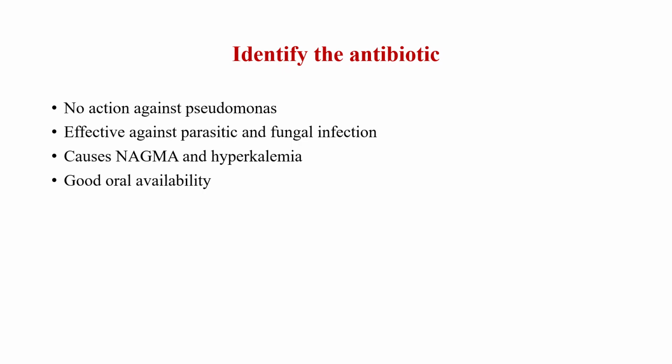Identify this antibiotic. It has no activity against Pseudomonas and probably anaerobes. It is very effective not just against bacteria but also some parasites like Toxoplasma and some fungi like PCP. It can cause a non-anion gap metabolic acidosis and hyperkalemia because of its action on the aldosterone pathway. It has almost 100% oral bioavailability, so whether you are giving this antibiotic IV or oral, it doesn't matter. It's a good oral choice. So we are talking about cotrimoxazole, which is a combination of sulfamethoxazole and trimethoprim.